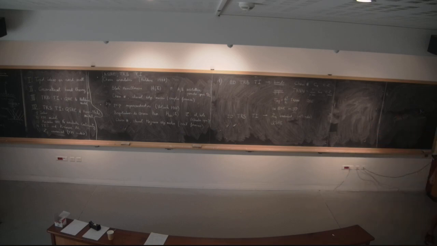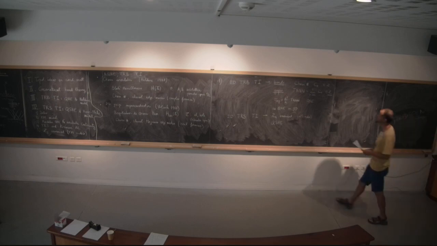I'm sorry, I'm a little bit confused. So this KM index is for the bands? Is it the topological invariant for the bands? No, for the gaps. Oh, okay.